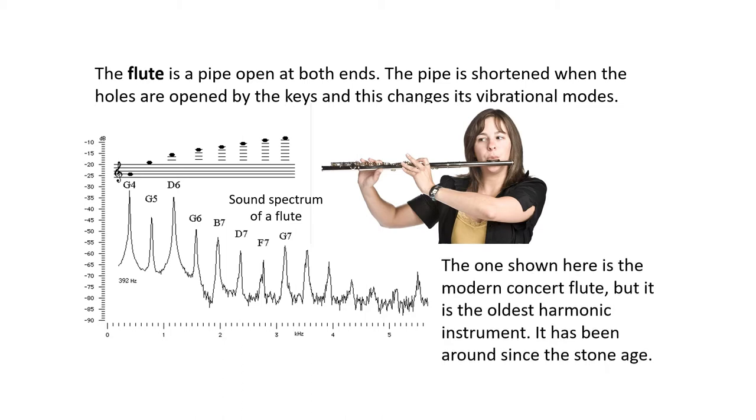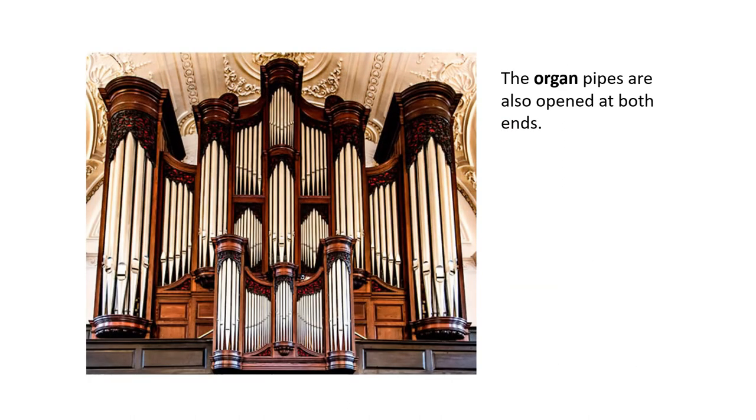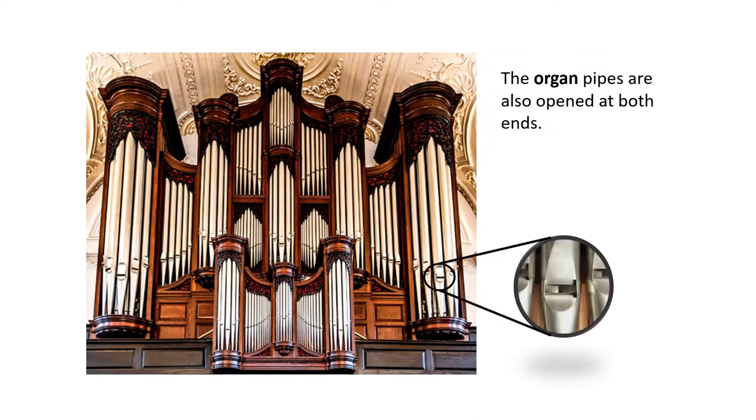The one shown here is the modern concert flute. But it's the oldest harmonic instrument. It has been around since the Stone Age. The organ pipes are also open at both ends. The keyboard selects which pipes to activate.